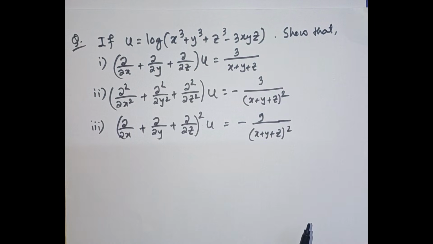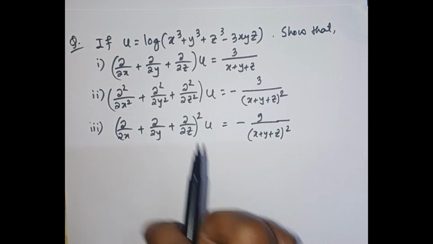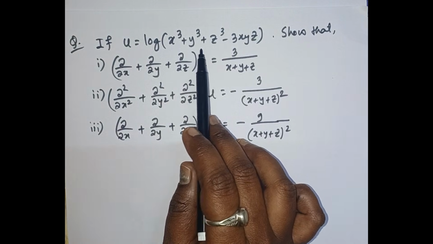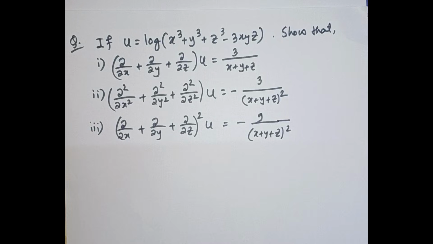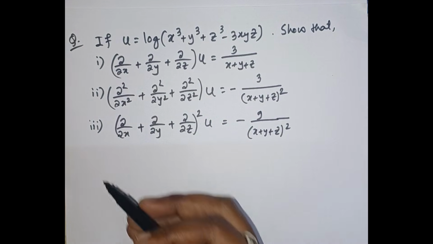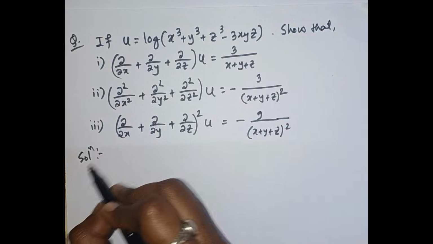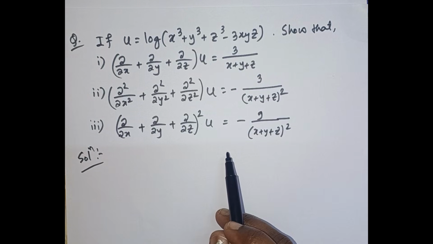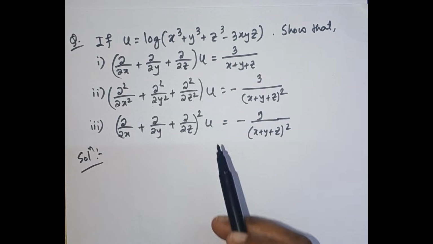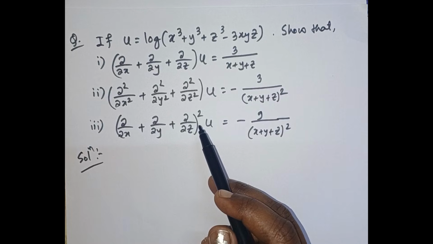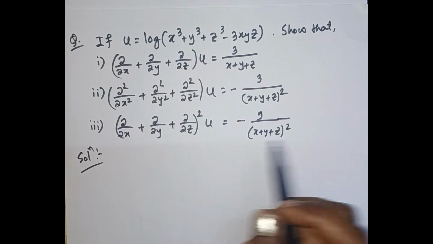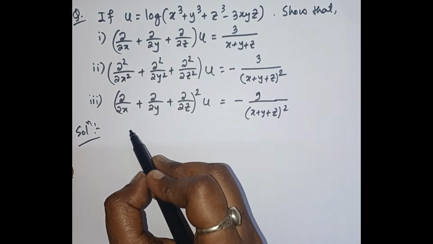Hello students, today I will solve some important questions on functions of several variables including partial derivatives, and this is the most important question of partial derivatives. Here three parts are there, and u is a function of x, y, z: log of x cube plus y cube plus z cube minus 3xyz. Then we have to solve these three parts. The first part is easy, but most students face problems solving the second and third parts, mostly the second part. So let us start the solution.